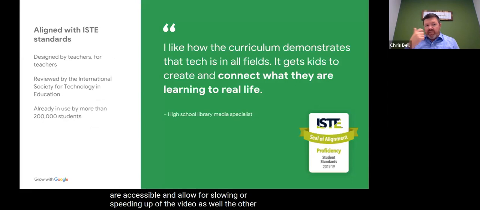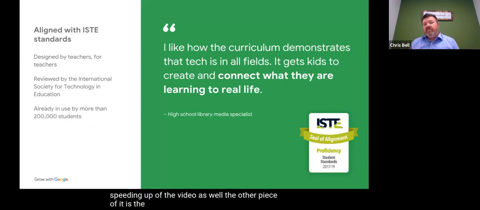The other piece of it is that the curriculum is aligned to ISTE standards, and it is also aligned to a large number of state standards, specifically the career technical education standards, library standards, and sometimes the Common Core standards, depending on the state that you're in. And more standards are coming, so just be on the lookout for that. It's being updated and modified consistently.